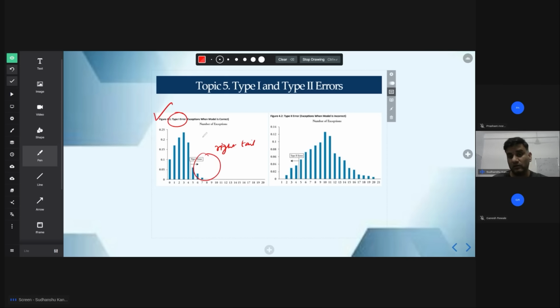Then the right chart is your type 2 error. Type 2 error is about the left tail. The chart shows exceptions when the model is actually incorrect. True coverage is only 97%, so the distribution shifts to the right, and more exceptions are expected. But if you still observe few exceptions, 2 to 3, you wrongly conclude that the model is fine. So that's a type 2 error: you failed to reject a bad model, and you are in the left tail. This is the left tail.